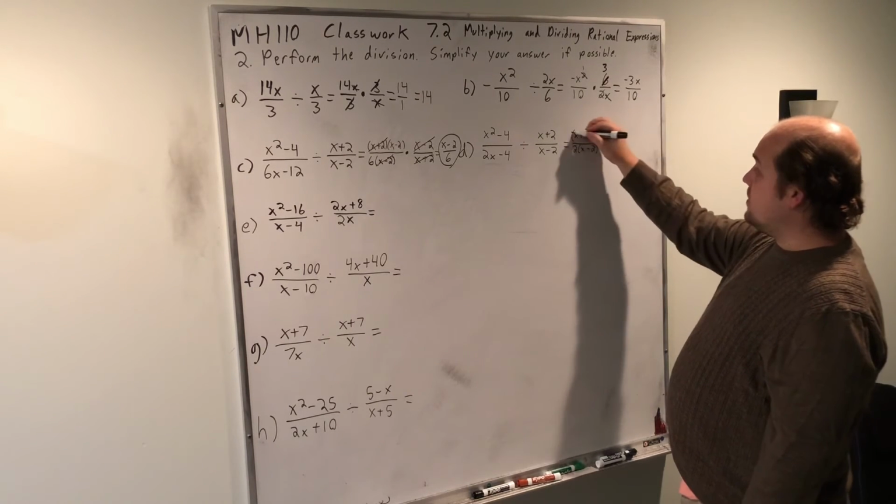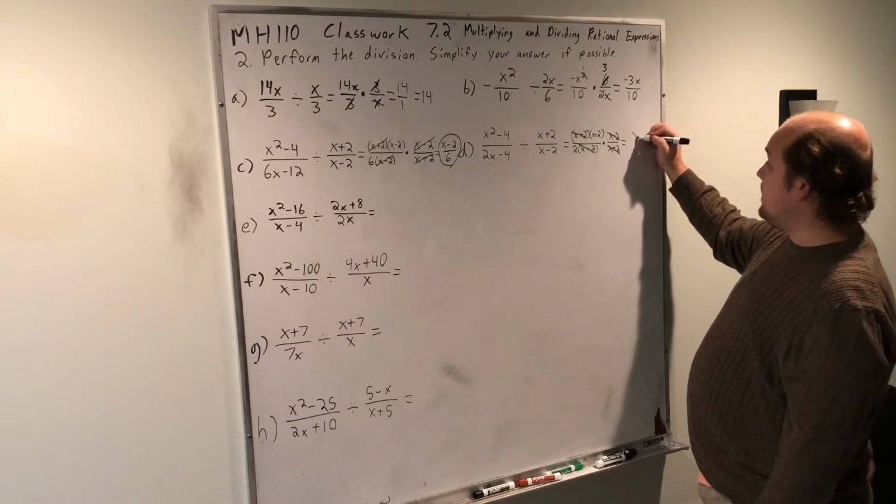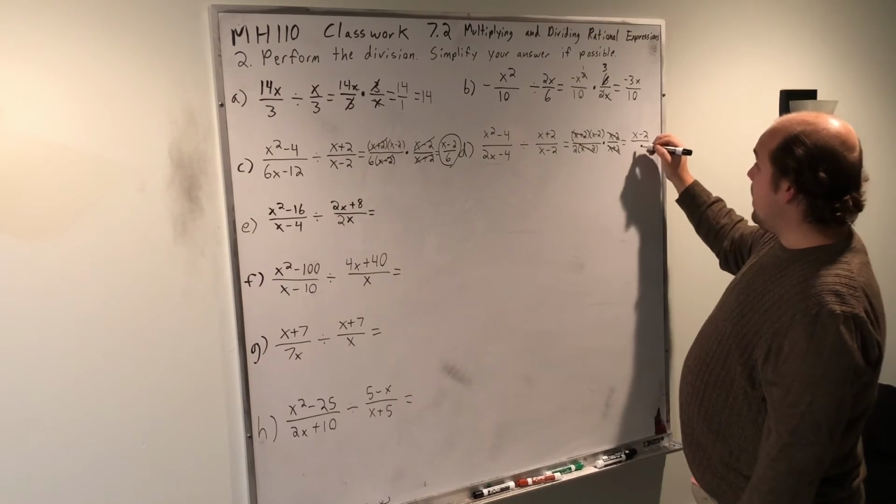So I can still cancel these. I can still cancel these. And what I'm left with on top is x minus 2. On bottom is a 2.